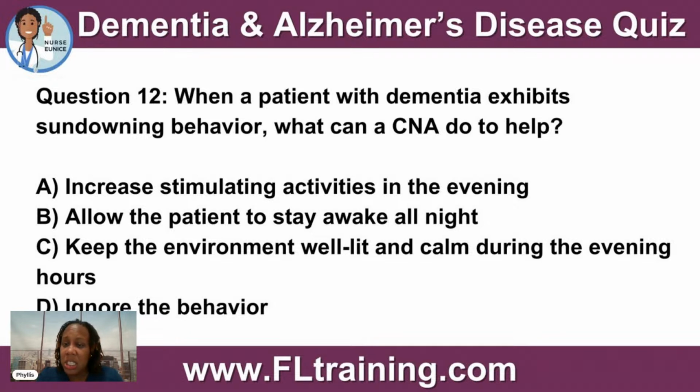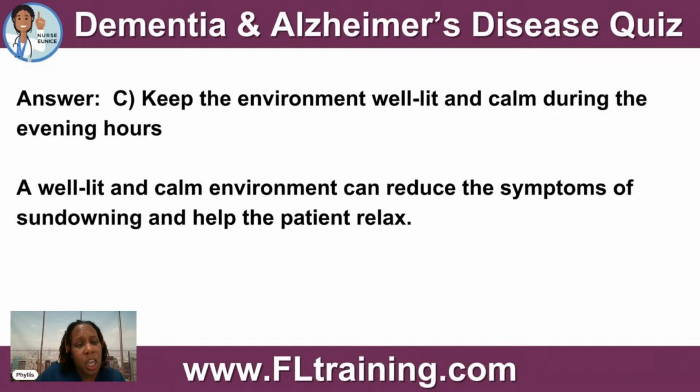All right, I see D's, I see C's, I see A's, C. All right, so we're going to go through the alphabet again. All right, let's see what the answer is. If you chose C, way to go. Keep the environment well lit and calm during the evening hours. A well lit and calm environment can reduce the symptoms of sundowning and help the patient relax.